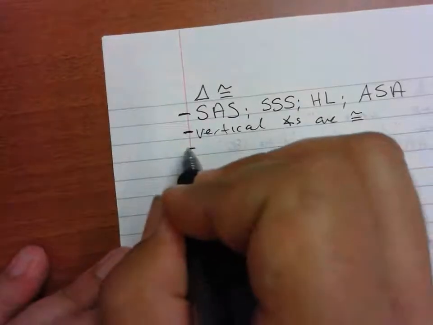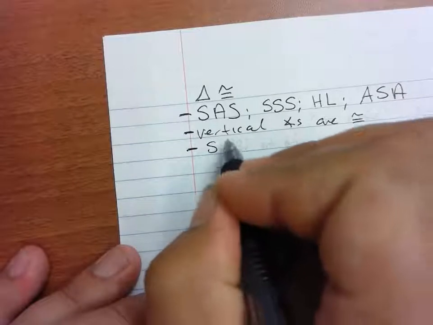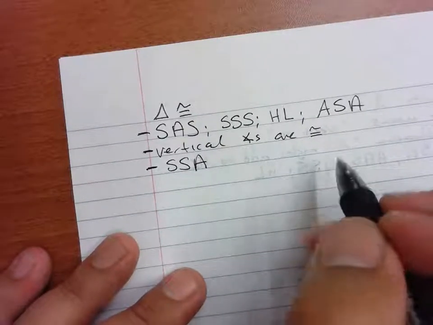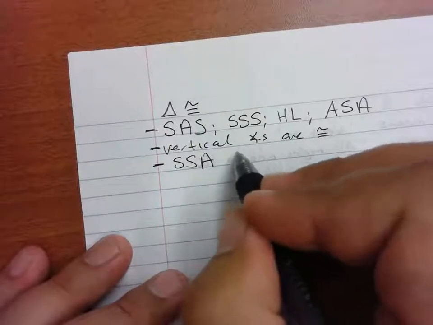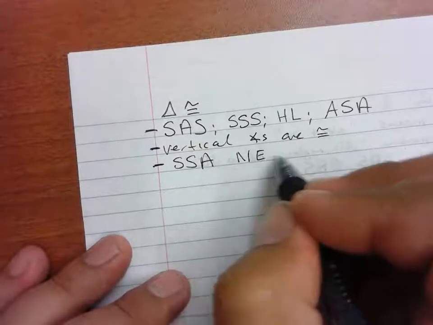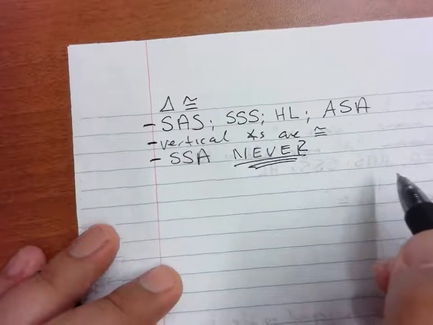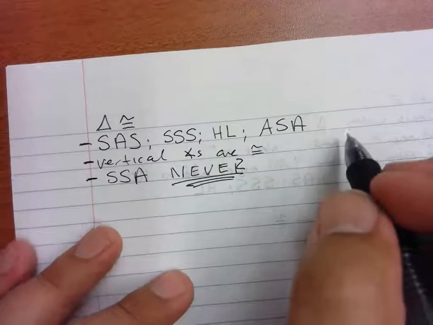We never use SSA. I thought it is right then. Isn't there AAS? It's SSA. Oh, it's angle, side, side. It's side, side, angle. You always act like you were mad.